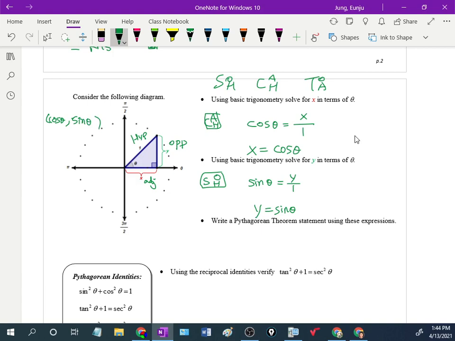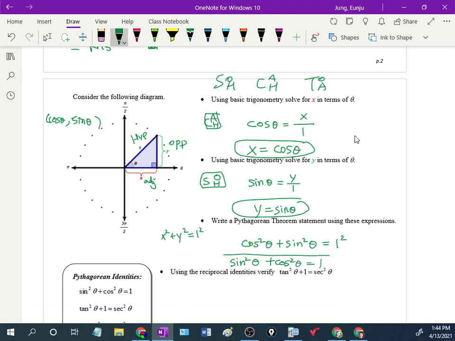So let's talk about the Pythagorean theorem. X squared plus y squared equals 1 squared, right? That's the Pythagorean theorem, and we will use x and y from above. So we can plug in. That gives us cosine squared of theta plus sine squared of theta equals 1 squared. So that is called the Pythagorean identity. Let me rewrite it: sine squared of theta plus cosine squared of theta equals 1. 1 times 1 is 1. So that is the Pythagorean identity.